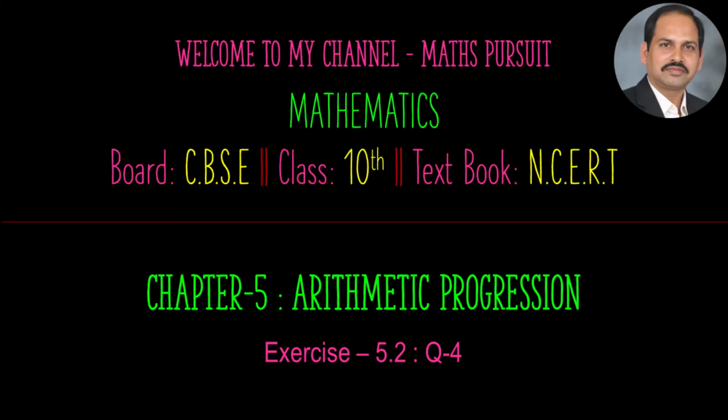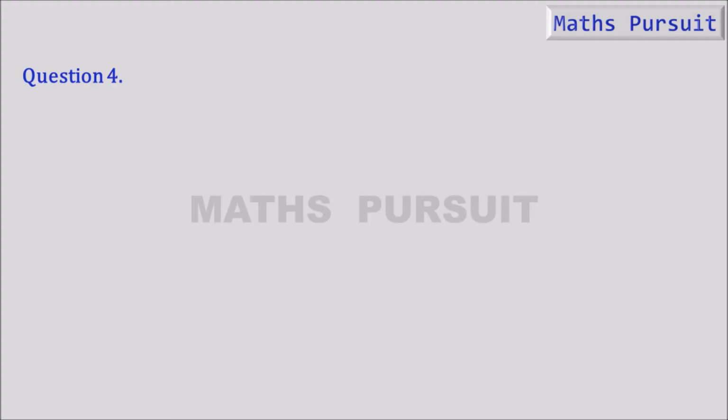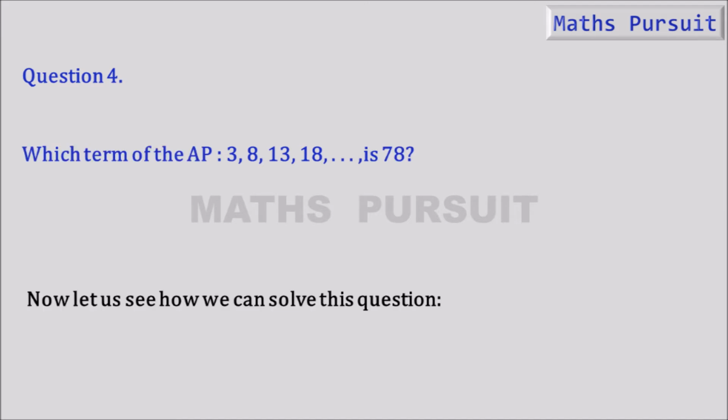Today we are going to look into exercise 5.2 question 4 from chapter 5 called arithmetic progression. So let's see what exactly is given in question number 4. Coming to the question, it is given: which term of the AP 3, 8, 13, 18 is 78? Now let us see how we can solve this question.